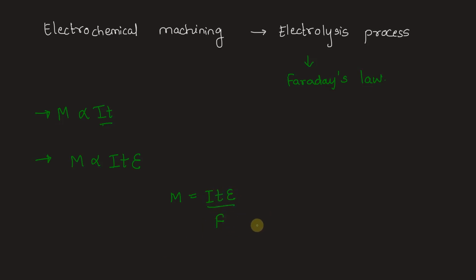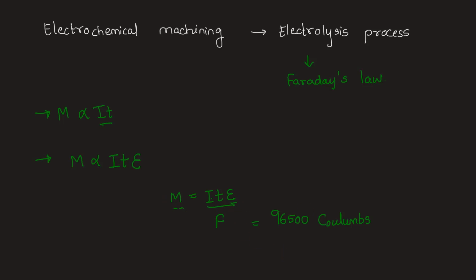This constant has the value of 96,500. Of course, it is in coulombs. Why coulomb? Because I into T is charge, it is in coulombs, and we need mass in kg. Chemical equivalent weight has a unit of kg, and ultimately we'll get the unit of mass in kg.